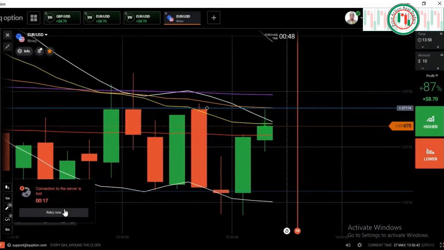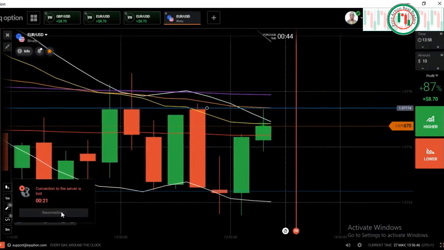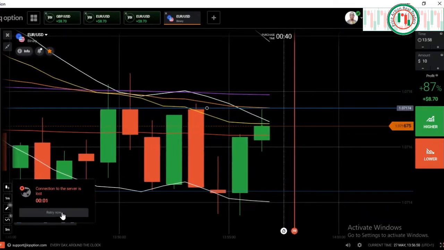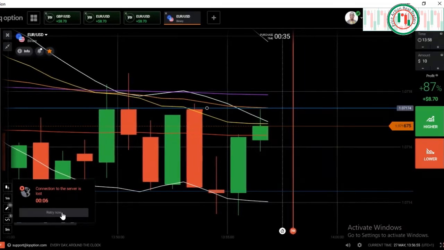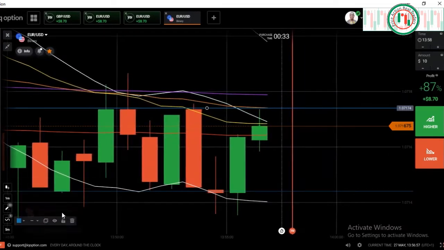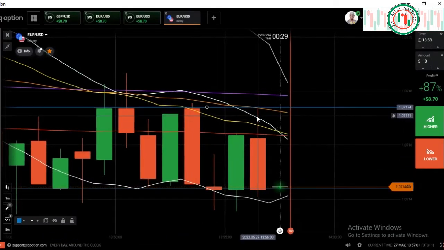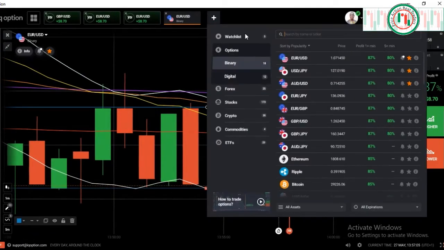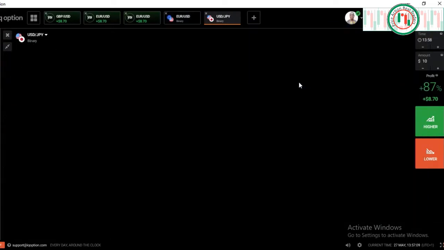Why is my network not nice? I don't know what's wrong with the network. And here you see the market just reversed. Let me change pair. The market is becoming a bad market.